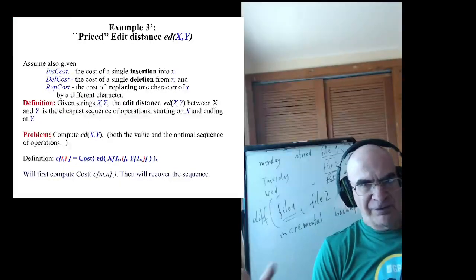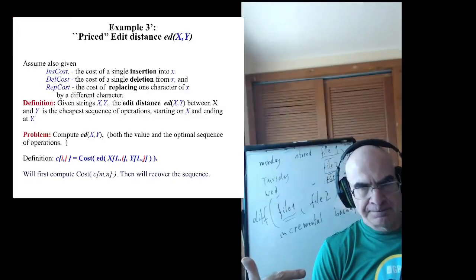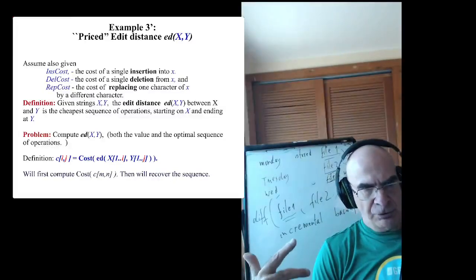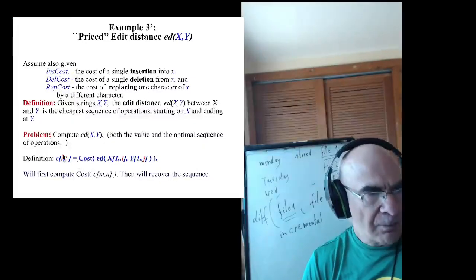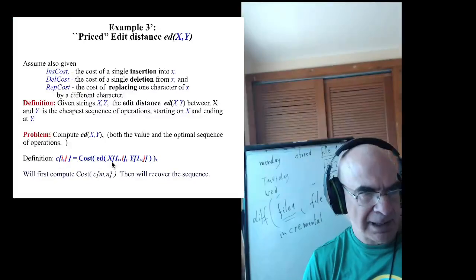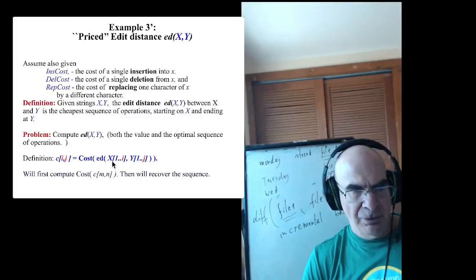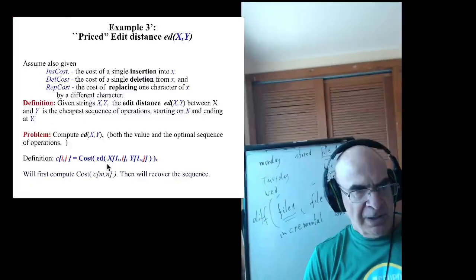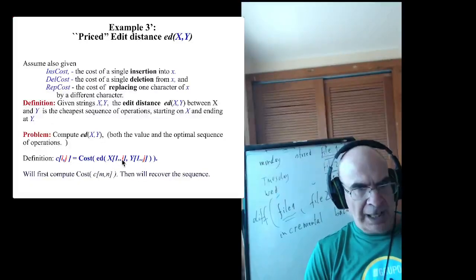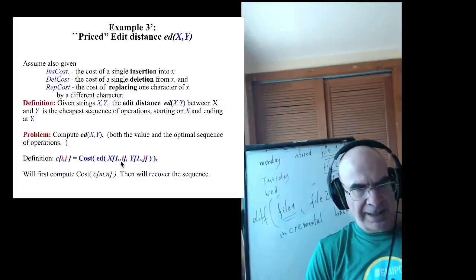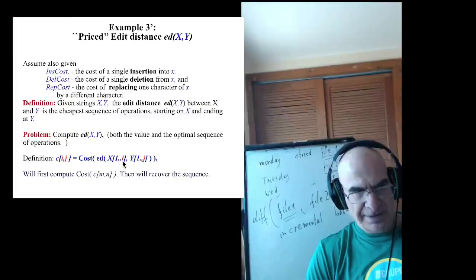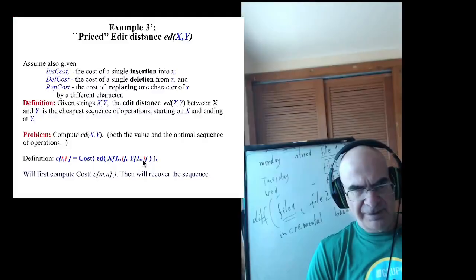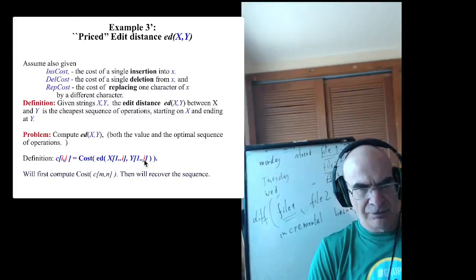As usual, we first compute the cost, and once we know the cost, we can reconstruct the actual sequence. Okay, how am I going to compute it? I'll use the very same notation that we used for the LCS. x from 1 to i, remember, is a prefix of the first i characters of the sequence x. y from 1 to j is a prefix of the first j characters of y.